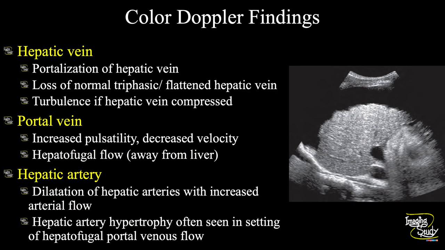Now what about the color Doppler findings? There will be portalization of the hepatic vein, which will show loss of triphasic pattern and a flattened wave. If the hepatic vein gets compressed, there will be turbulence. The portal vein will show increased pulsatility but decreased velocity. You may get hepatofugal, that is, away from the liver flow, which we'll discuss in the portal hypertension topic just after this one. The hepatic artery will dilate and try to give a good amount of flow towards the liver, especially if the portal vein shows hepatofugal flow.